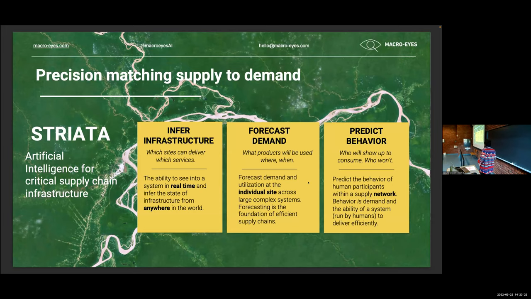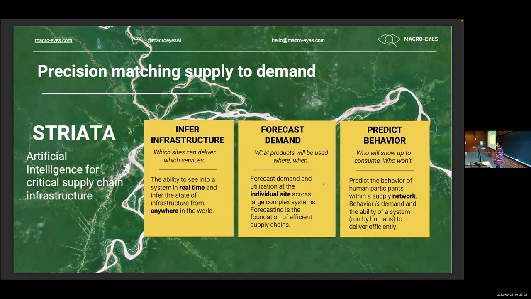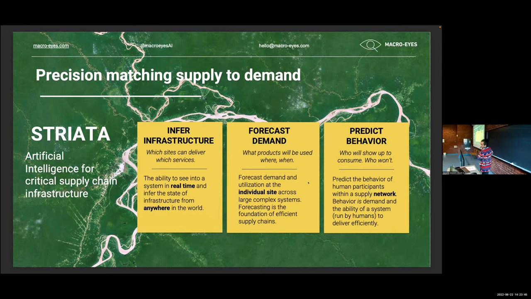Striata, as I mentioned, is a platform and is our core product, and it has three pillars: Striata infrastructure, Striata forecasting, and Striata behavior. Striata infrastructure tries to answer simply the question of what is there. If you think of, for example, a map at the national level, what Striata provides is that you can zoom in on this map, go to the health facility level and see what is there, what is on the shelf, both in terms of staff and in terms of material. On top of that, it gives you an optimization strategy for how to redistribute the resources which are there to use them efficiently.